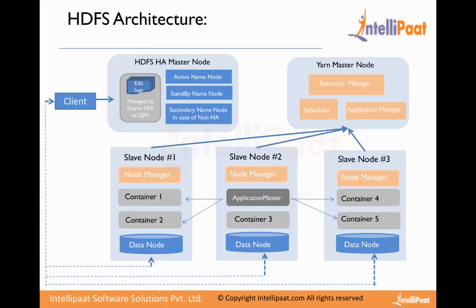So in each slave node there are different daemons running. One is a node manager and one is a data node. And you can see some of the slave nodes run something called an application master. And you're seeing something as containers over there. We will talk about it in detail.